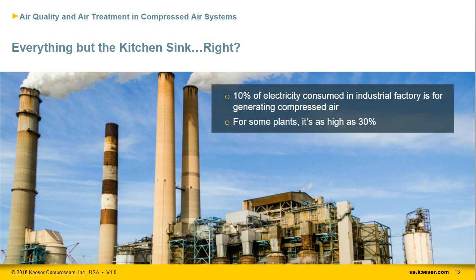So air quality is really important. The plant can't tolerate contamination or any downtime. That means we should install any and every dryer and filter just to be safe, right? Let's think about it. The U.S. Department of Energy estimates that for a typical industrial facility, 10% of the electricity consumed is for generating compressed air. And for some, it's as high as 30%. So what does this mean in the context of air treatment?